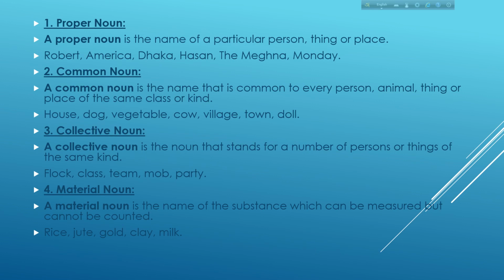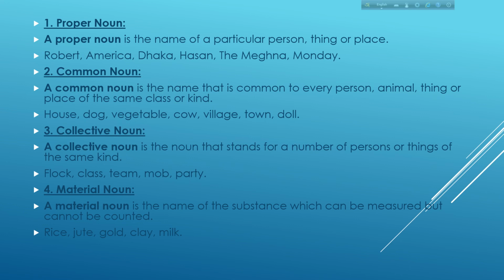So, proper noun. A proper noun is the name of a particular person, thing, or place. For example, Robert, America, Dhaka, Hassan, the Meghna, Monday. Common noun. A common noun is the name that is common to every person, animal, thing, or place of the same class or kind. For example, house, dog, vegetable, cow, village, town, doll.